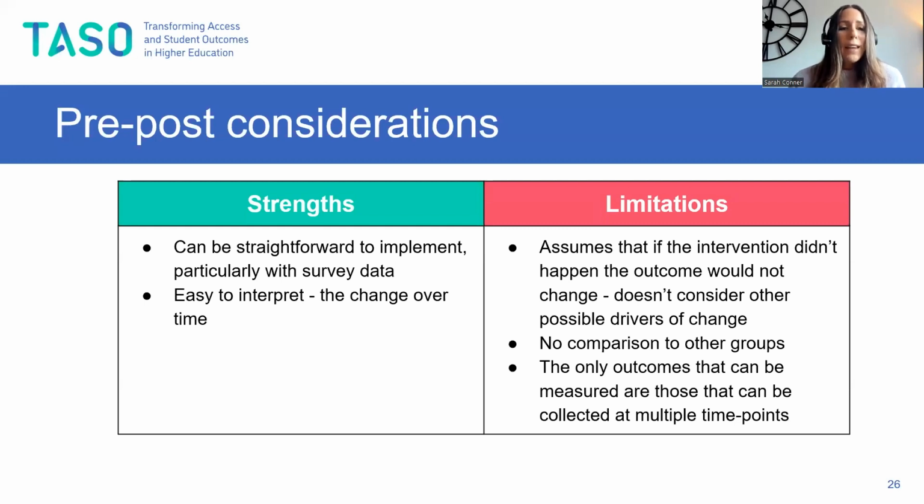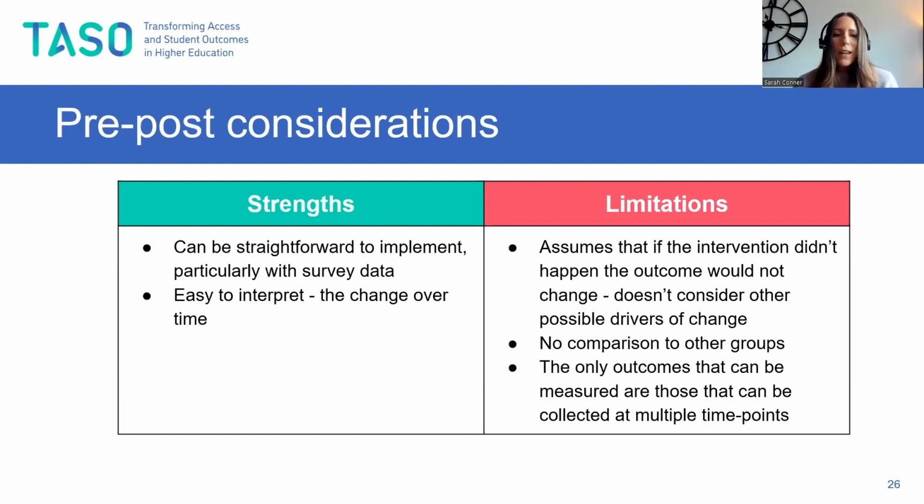But the strengths are that it can be really straightforward to implement, as I've said. So you can do it with survey data or, like in that example, with a test that's taken before and after, which means it can be really easy to interpret the change over time. So it's a nice, easy way to get that type 2 evidence on your intervention.